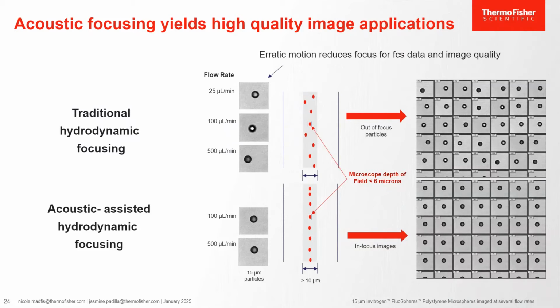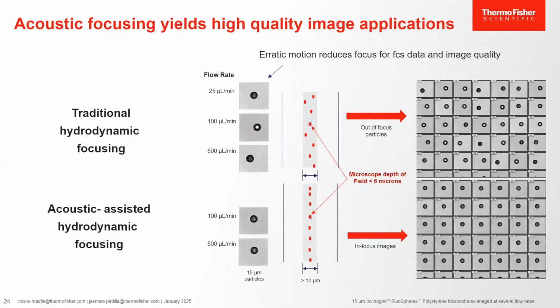If your flow cytometer doesn't have acoustic focusing, then you're introducing sources of error in your data. It allows users to have focused images at high flow rates while keeping a consistent plane of focus. Whether it's FCS data or high quality images, we are able to achieve accurate and robust data.